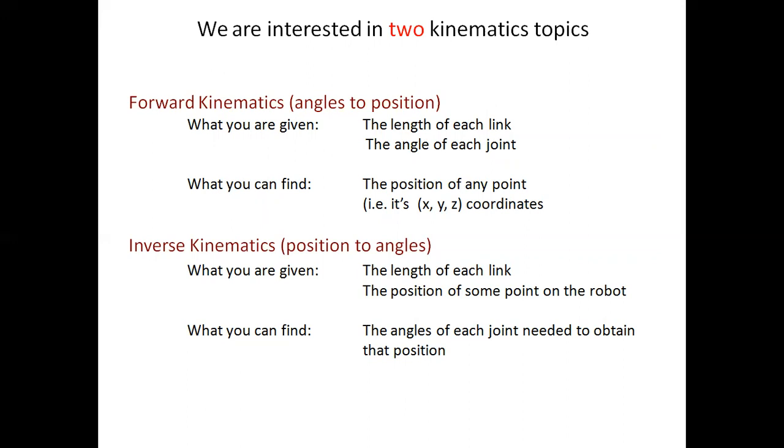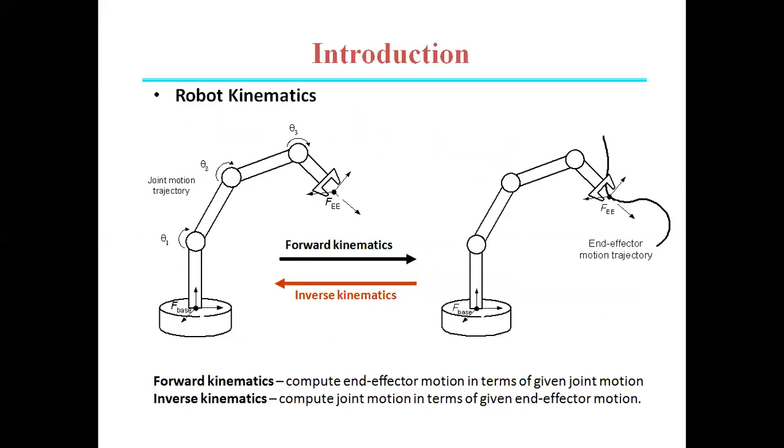In forward kinematics, the length and the angle of each joint are given, and we have to find the position coordinates x, y, and z. Similarly, in inverse kinematics, the length and the position are given, and the angles of each joint needed have to be found. I have shown the diagram over here.